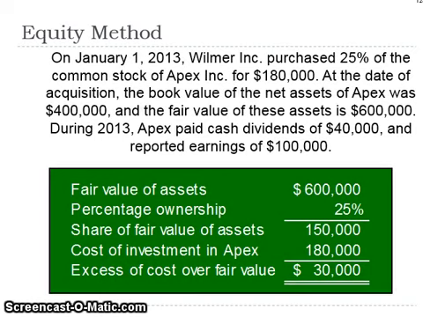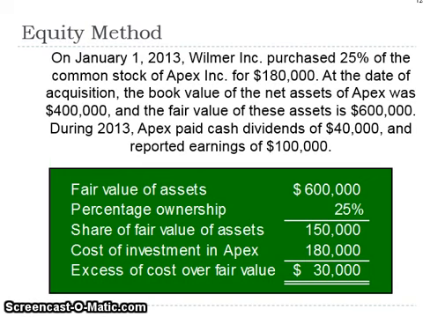I feel like the best way to show you guys the equity method is to look at a numeric example. Looking at this, on January 1st, 2013, Will Mering purchased 25% of the common stock of Apex Inc. for $180,000. 25% clearly puts us in that equity method area unless we have some way or reason to get out of it.